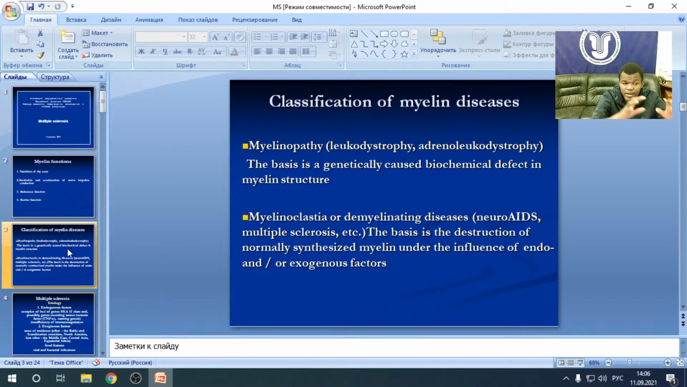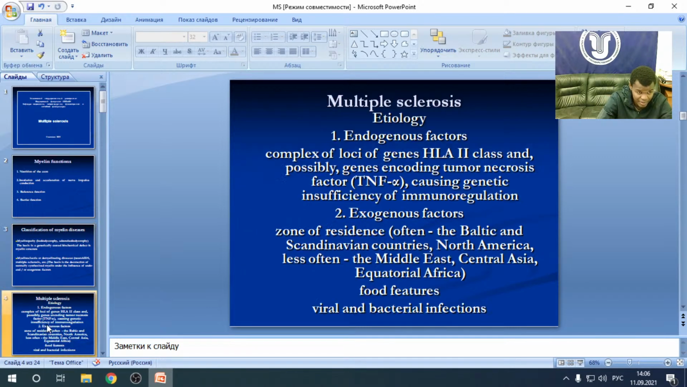So between all those diseases, we are going to talk about MS, multiple sclerosis. Why? Because MS is a huge disease that touches a lot of people, right? In Russia here it touches a lot of people. So we are going to talk about multiple sclerosis, MS.